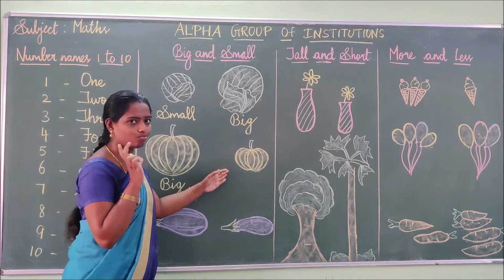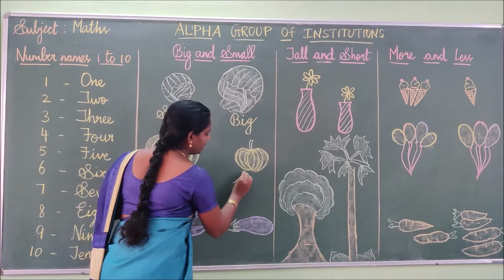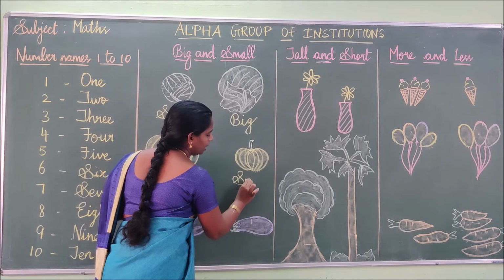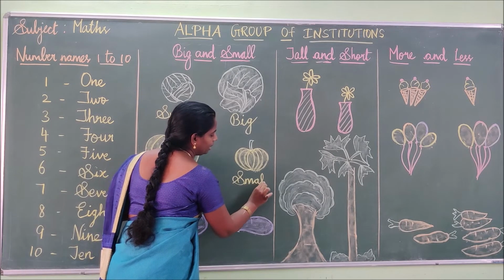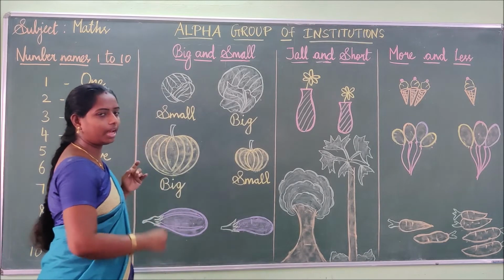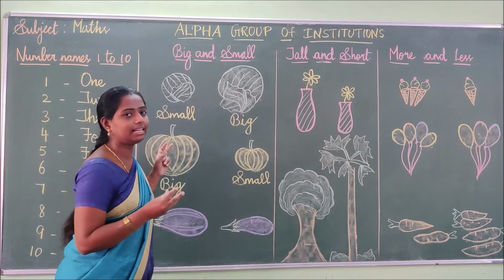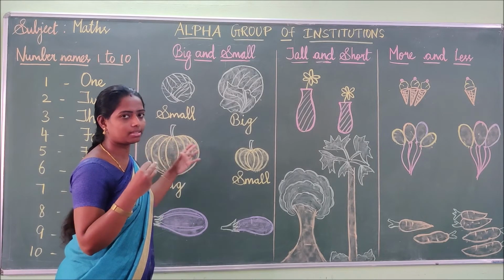Okay, so this one is small, isn't it? So you have to write small here. S-M-A-L-L. Small. Okay, children? We have seen two examples. So now you can easily find out the difference between big and small, isn't it?